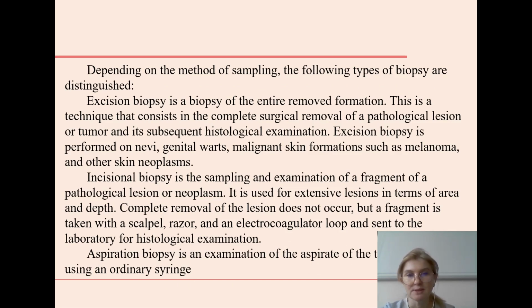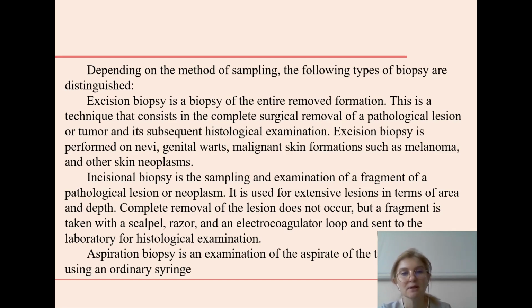Excision biopsy is a biopsy of the entire removed formation. This is a technique that consists of the complete surgical removal of a pathological lesion or tumor and its subsequent histological examination. Excision biopsy is performed on nevi, genital warts, malignant skin formations such as melanoma, and other skin neoplasms.